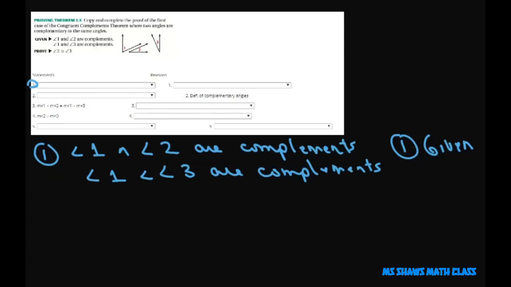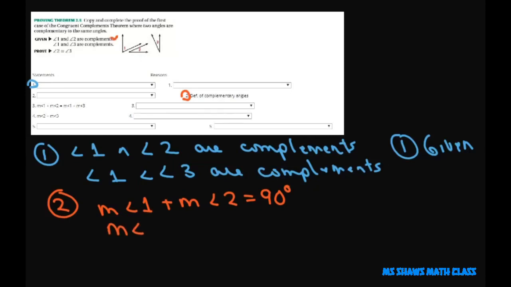Now number 2, they give you a hint. That's definition of complementary angles. So for number 2, you're going to write that measure of angle 1 plus the measure of angle 2 equals 90 degrees, because that's the definition here. And also the measure of angle 1 plus the measure of angle 3 is going to equal 90 degrees. And again, that's the definition of complementary angles.